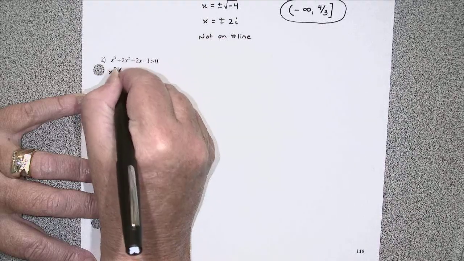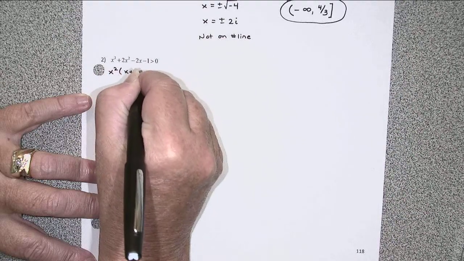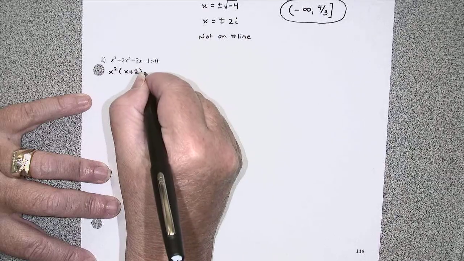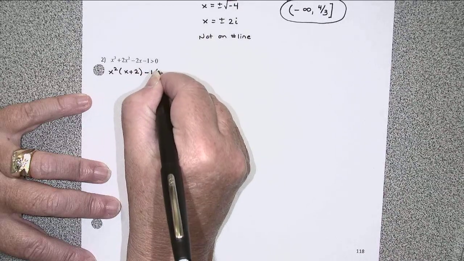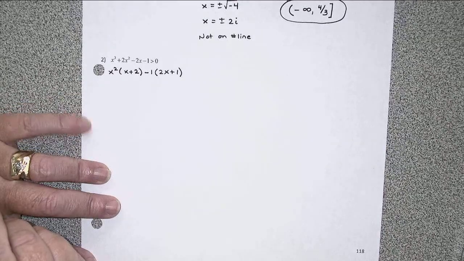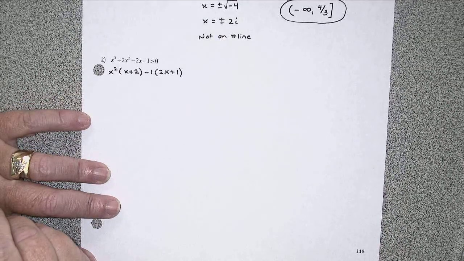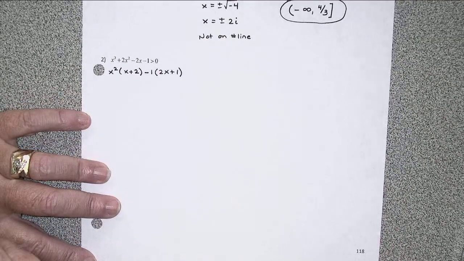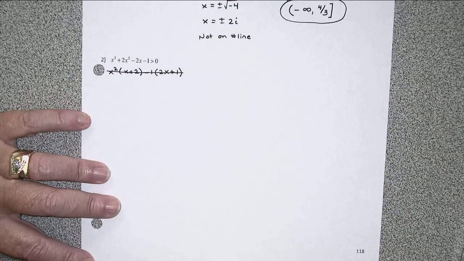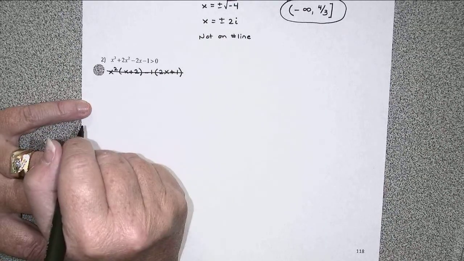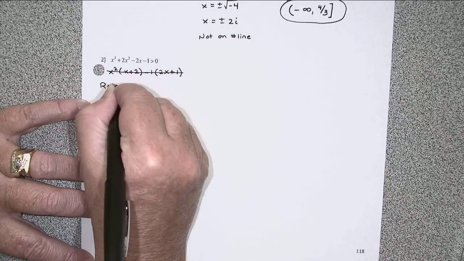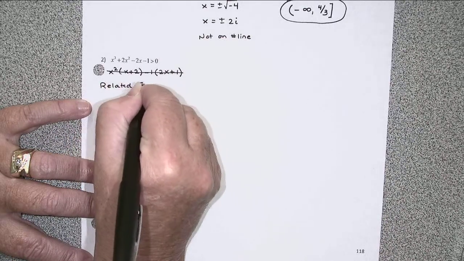If I pull out an x squared, I would get x plus 2. And the only thing I could factor out over here would be a negative 1. That leaves me 2x plus 1. That's not going to work. I don't have a match, and therefore this is not factorable by grouping. So when I go to solve my related equation, I'm going to need to use another technique. Let's go ahead and write the related equation down.